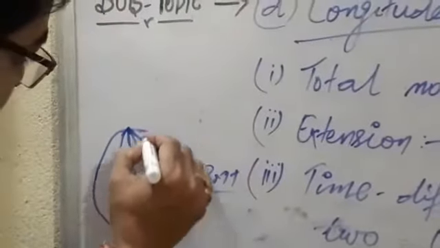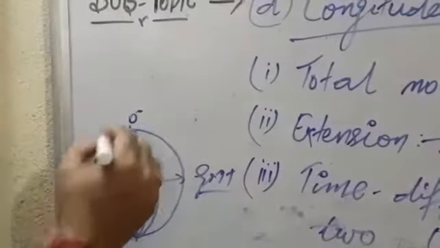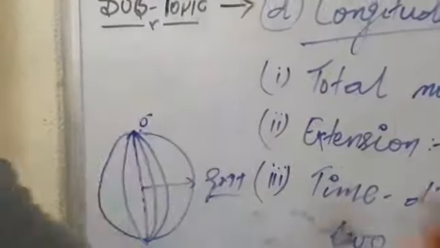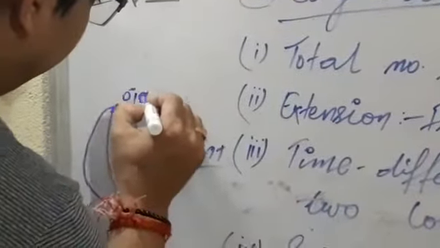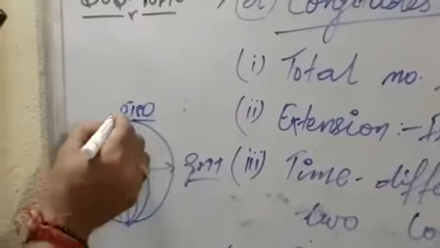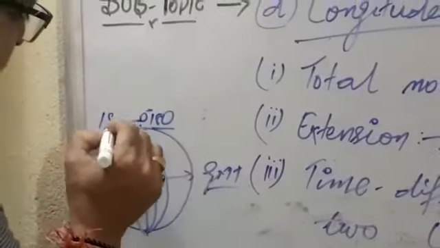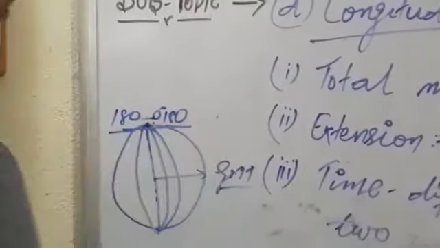So here we see the 0 degree longitude. On the east side, meaning the right hand side, we see 180, and with the west side's 180, that's why the total number is 360.